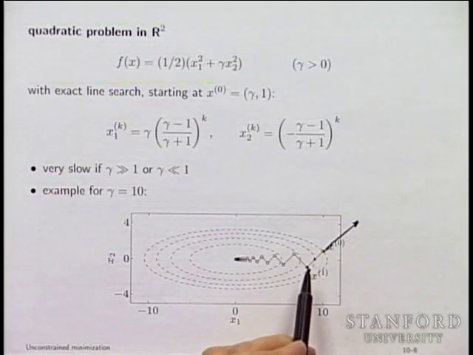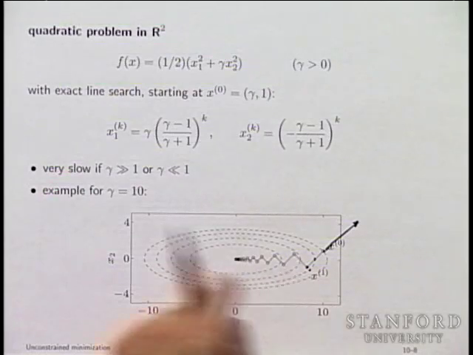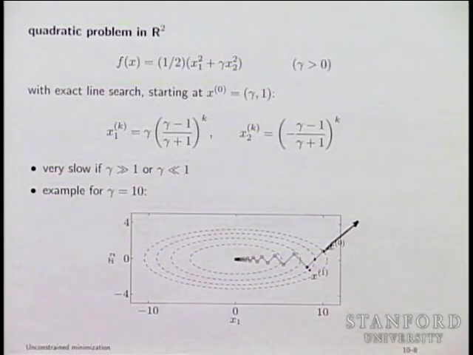Now, instead, when you're at the valley, it turns out you're still decreasing going this way, right? So you end up doing this. Now, this is for gamma equals 10. So when gamma equals 100 or 10,000 or something like that, you get very, very slow convergence.